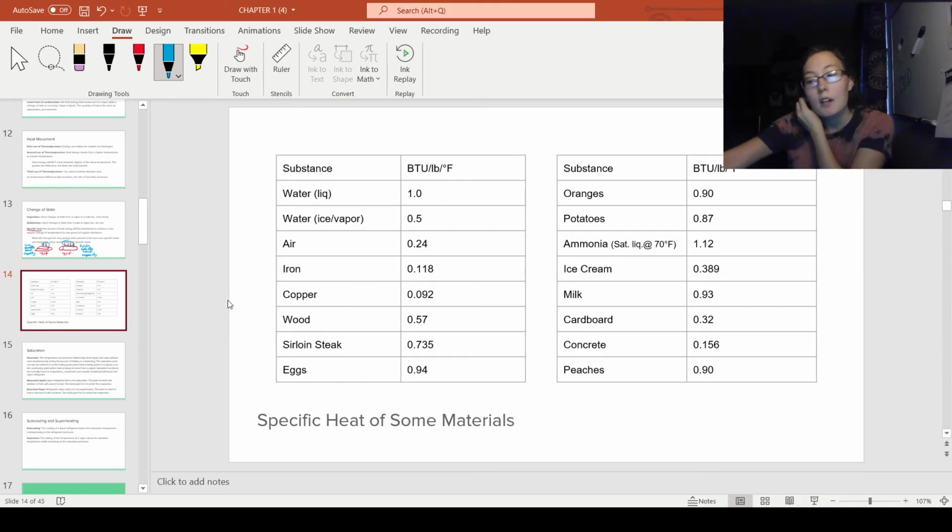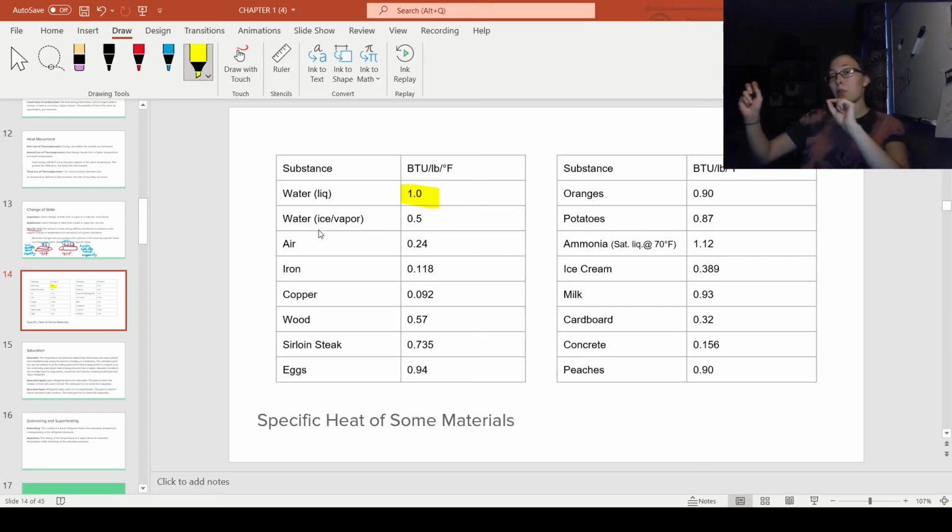And then here, we have a little table that you can look over that shows the specific heat capacity of some different materials. So water has a specific heat capacity of 1. Real easy to remember. Water is a liquid, okay? But you also need to pay attention that water, when it's a vapor or a solid, actually has a specific heat capacity of 0.5, okay?